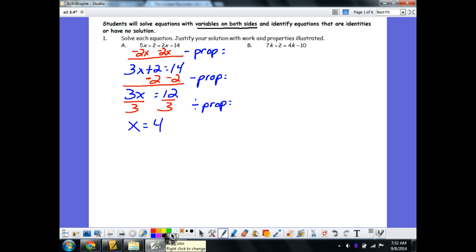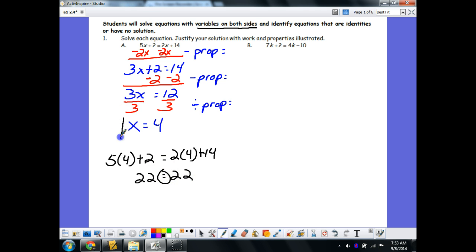Now again, not going to do this for all the examples, but you can always just check to see, is 5 times 4 plus 2 equal to 2 times 4 plus 14? Well, 5 times 4 is 20, plus 2, just following order of operations, is 22. 2 times 4 is 8. 8 plus 14 is also 22. So that is equal. So then we know that x equals 4 is the correct solution.